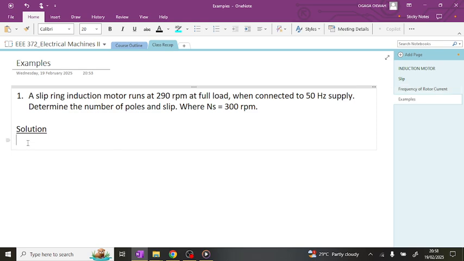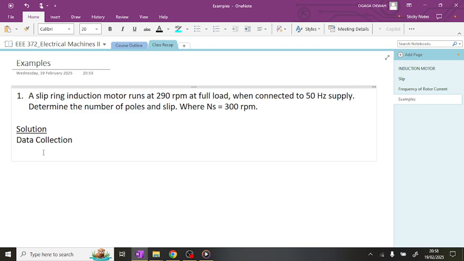So now what we are asked to do in this question, let's just read the question first. Question says a slip ring induction motor runs at 290 rpm, revolution per minute, at full load when connected to 50 hertz supply. Determine the number of poles and slip, where Ns equals 300 rpm. So the first thing to do, like we were told by our lecturer, which is very, very important, is data collection. This will save you a lot of mental stress.